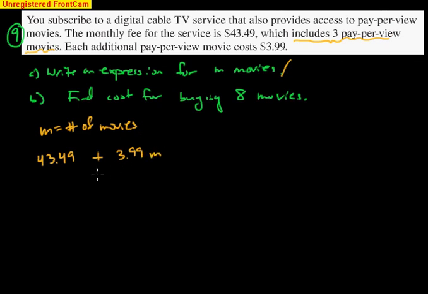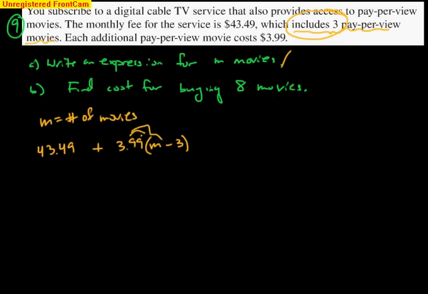Per movie. However, this is so important. 3 are included. So from the number of movies, you have to forget about 3 of them. To take away 3 of them, we need to subtract 3 from M and put that in a parenthesis because we want to subtract the 3 from the M first before we start doing the multiplication. Okay? Now, it's probably going to ask you to simplify, so let's simplify.